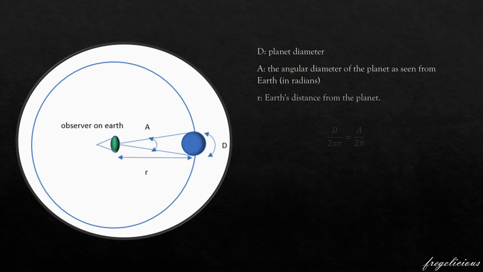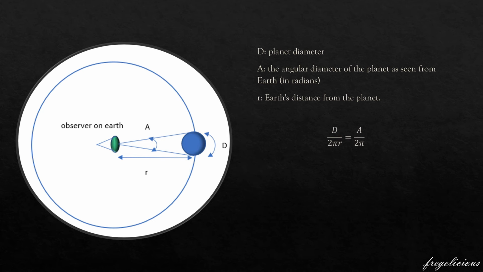From the figure, we can use the comparison: D divided by 2 times P times R equals A divided by 2 times P, with D equal to A times R.